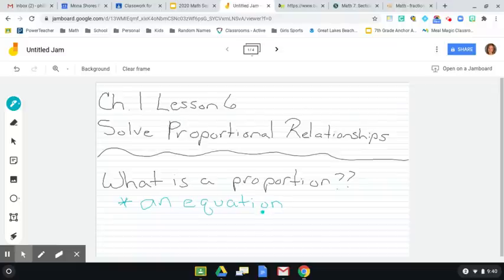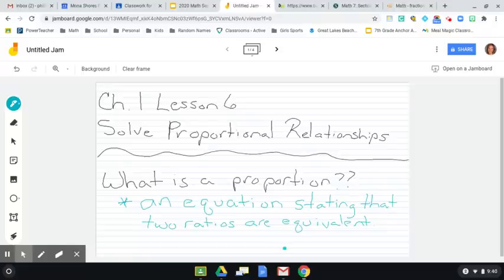So it's an equation stating that two ratios are equivalent. A proportion is an equation stating that two ratios are equivalent.